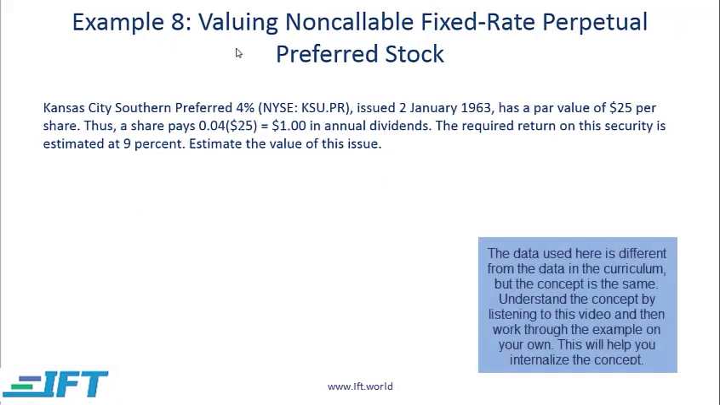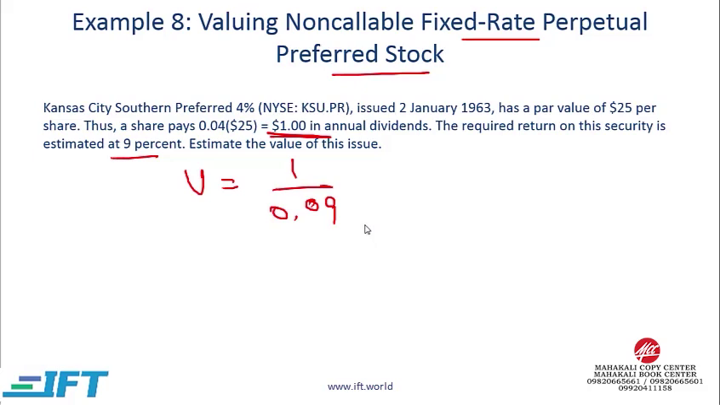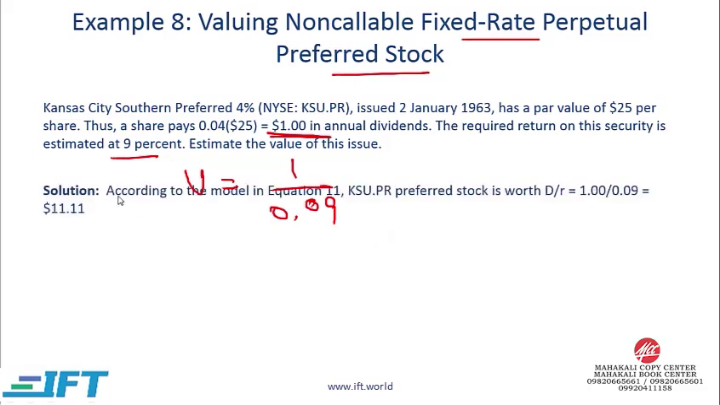Example 8 deals with the valuation of a preferred stock where we have a fixed rate, and this is something that you saw at level 1 in corporate finance. So here you simply use a regular perpetuity. If you have a stock which gives a dividend of $1 forever, the required rate is 9%. What's the value over here? It is the cash flow, which is 1 divided by the discount rate of 9%. So your answer is 11.11.